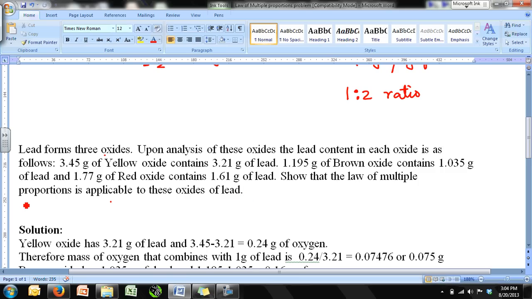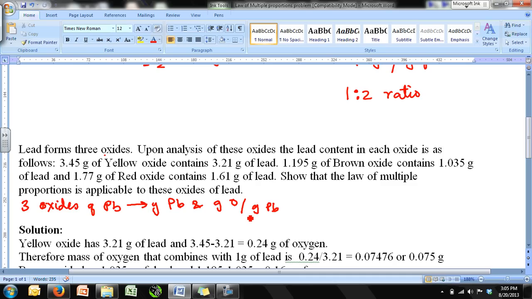So our problem tells us that we have 3 oxides of lead. The thinking here is in each oxide of lead, let's figure out grams of lead and grams of oxygen. Then we can figure out per gram of lead how much oxygen is combined, and that amount of oxygen that is combined with the same amount of lead in each compound should be in small whole number ratio.